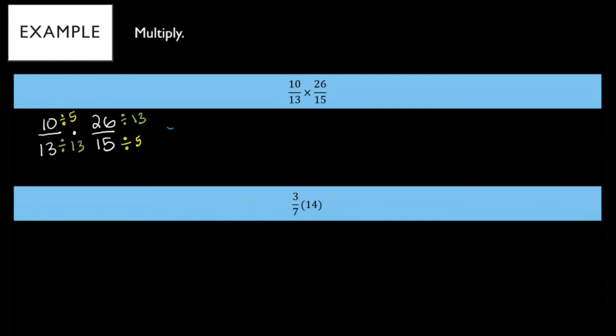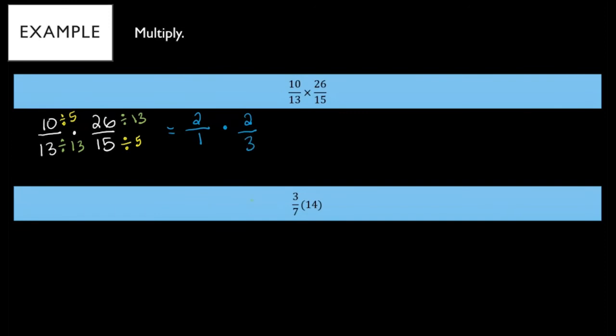So I'm going to now rewrite what I've got. I've got 10 divided by 5, which is 2. 13 divided by 13 is 1. Then 26 divided by 13 is also 2. 15 divided by 5 is 3.